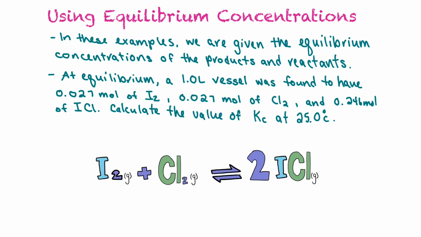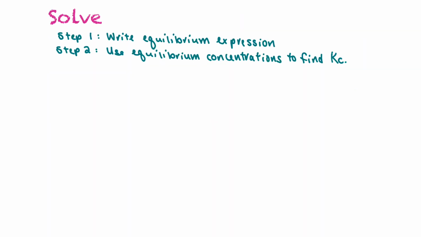reaction vessel. So remember, we need to do these as concentrations. In this example, conveniently, these are being placed in a 1 liter reaction vessel, so we don't have to calculate the concentrations because it's just going to be 0.027 moles per liter and so on. The first thing you need to do is write the equilibrium expression, and then you can use the equilibrium concentrations to find the equilibrium constant.